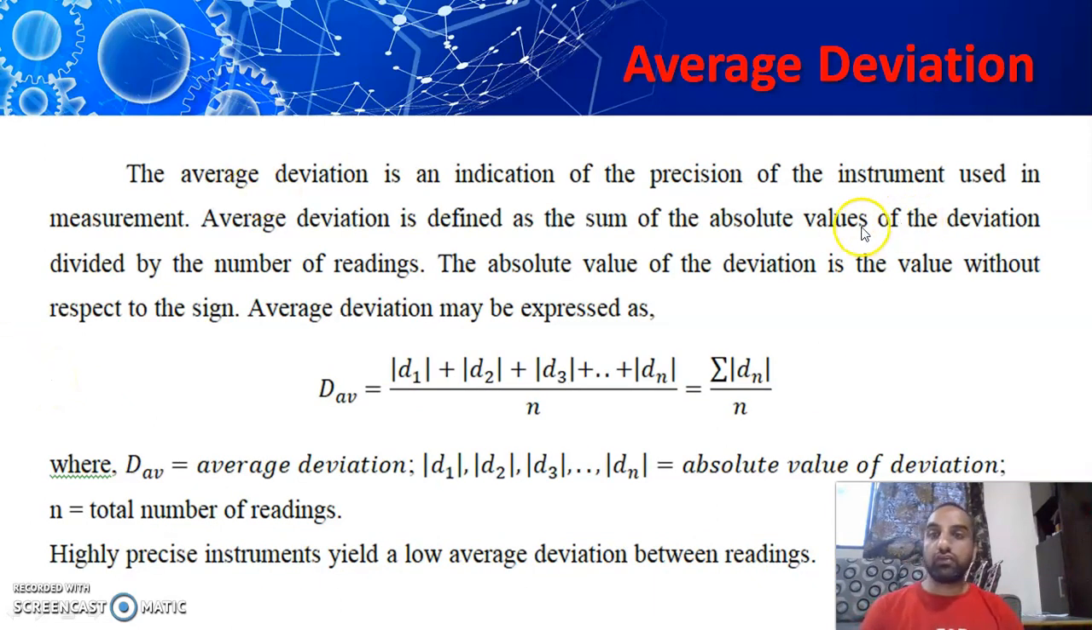Now, average deviation. Average deviation is an indication of the precision of the instrument used in the measurement, and it is defined as the sum of the absolute values of the deviations divided by the total number of readings. So the average deviation DAV is equal to mod of d1 plus mod of d2 plus mod of d3 up to mod of dn, divided by the total number of readings n. A highly precise instrument has a low average deviation between the readings.